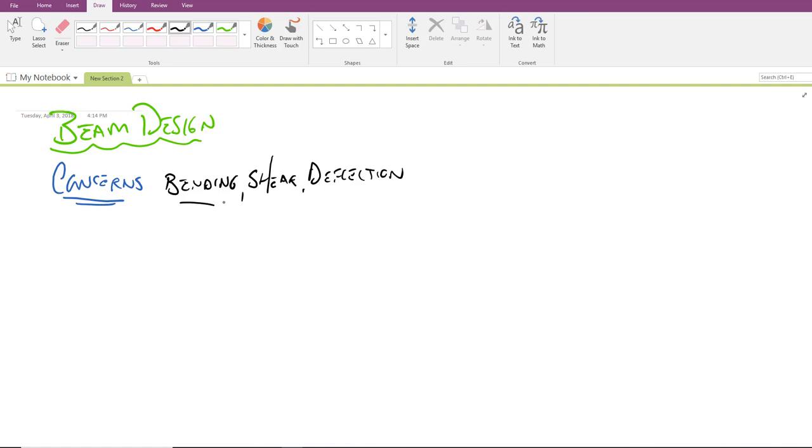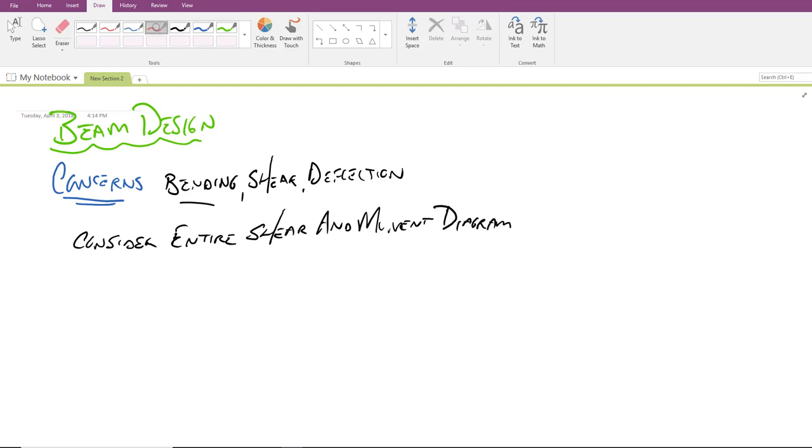Because we're dealing with rebar embedded within concrete, we actually have to consider the entire shear and moment diagram all the way along there. And so let's make a note there. This is an important concept. Consider the entire shear and moment diagram. And we'll highlight that red because that's important.